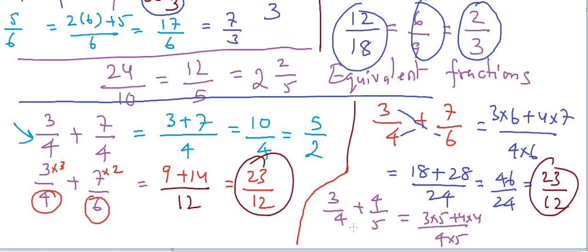So this into this, 4 into 5, that's the denominator. Then 3 into 5, that's the first part. Then 4 into 4, that's the second part to be added in the numerator. So now we get 3 into 5 is 15 plus 16 by 20, which is 31 by 20.